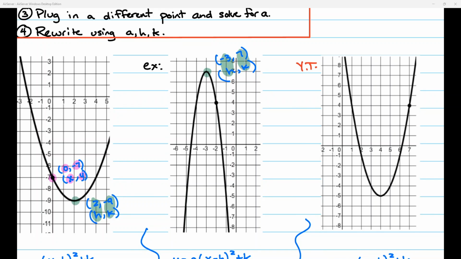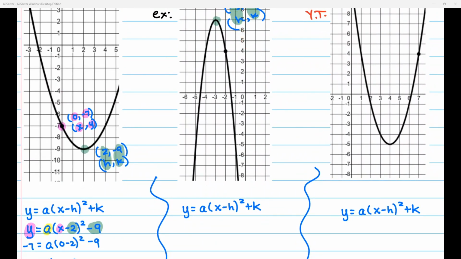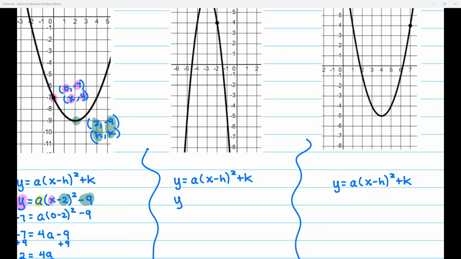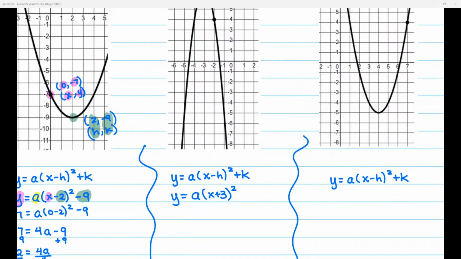and replace them. Remember, when I replace the h value, it's opposite of whatever is in here. So when it's a -3 here, I'm actually going to write it as a +3 in here. So I'm going to write this as y is equal to a times parentheses x plus 3 squared. And then the k value is going to stay. It was a +7. It's going to stay as a +7. All I did was I replaced my h and my k.